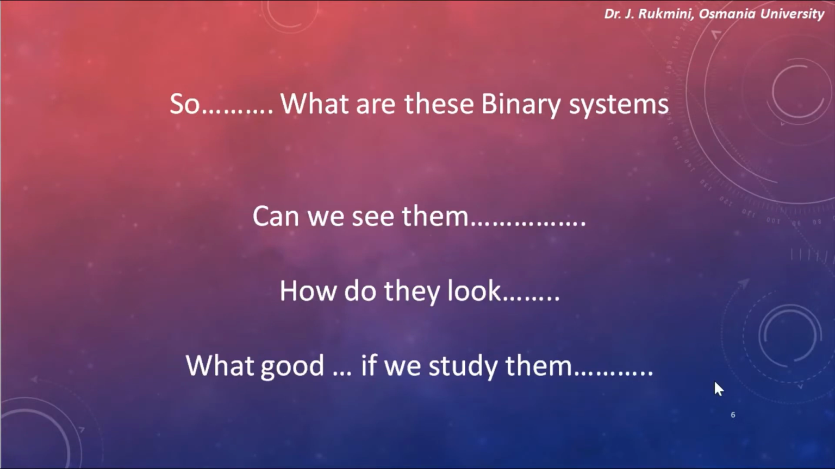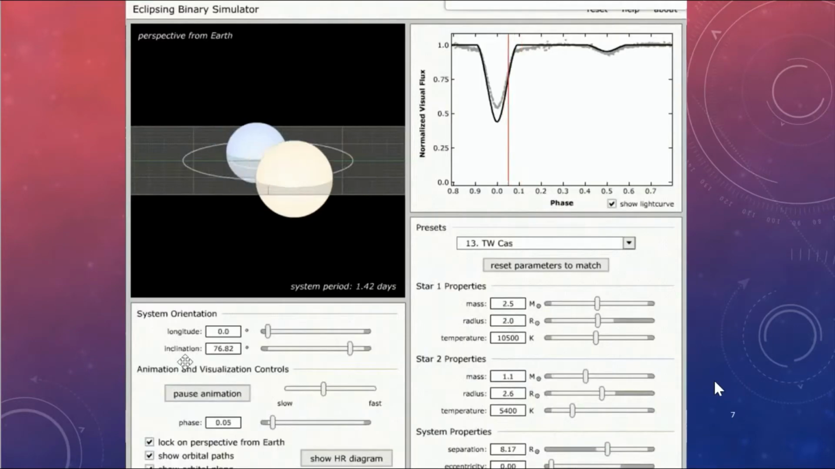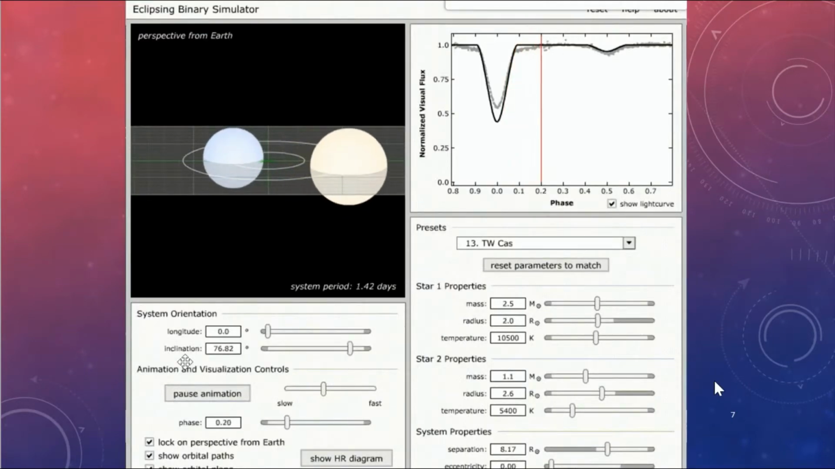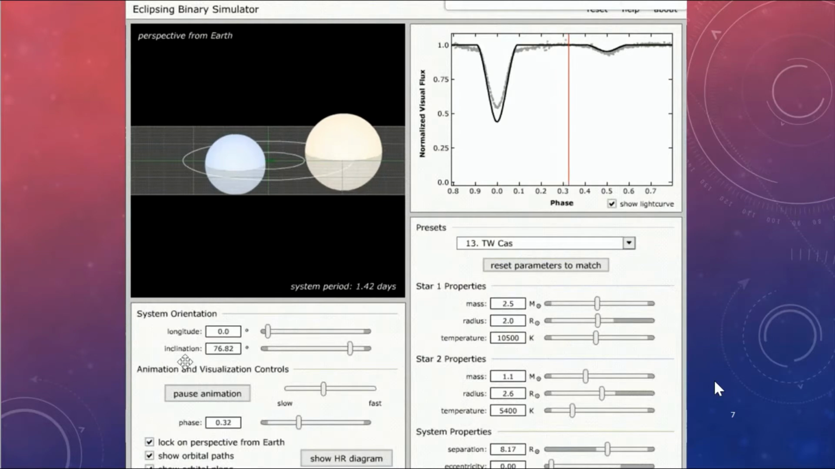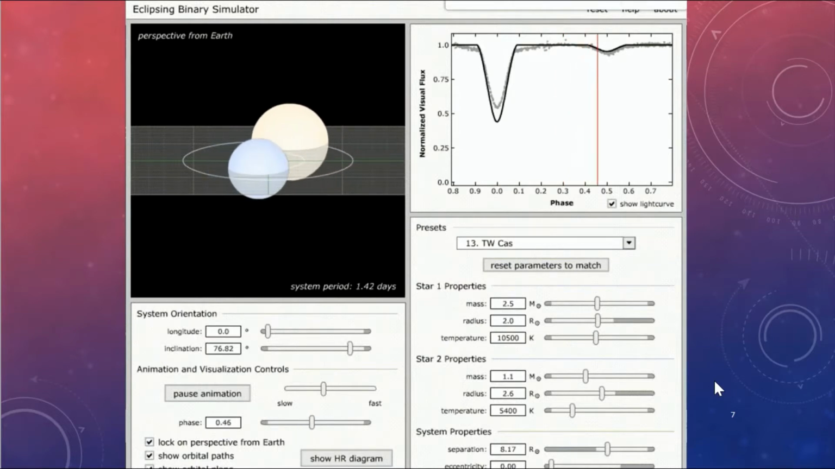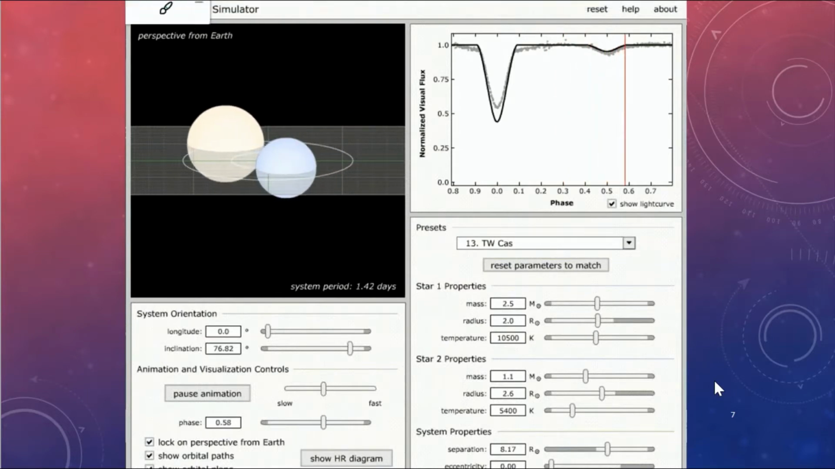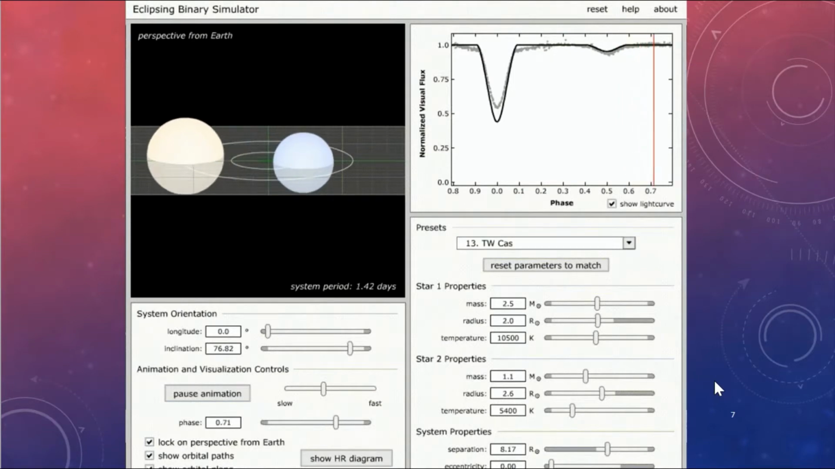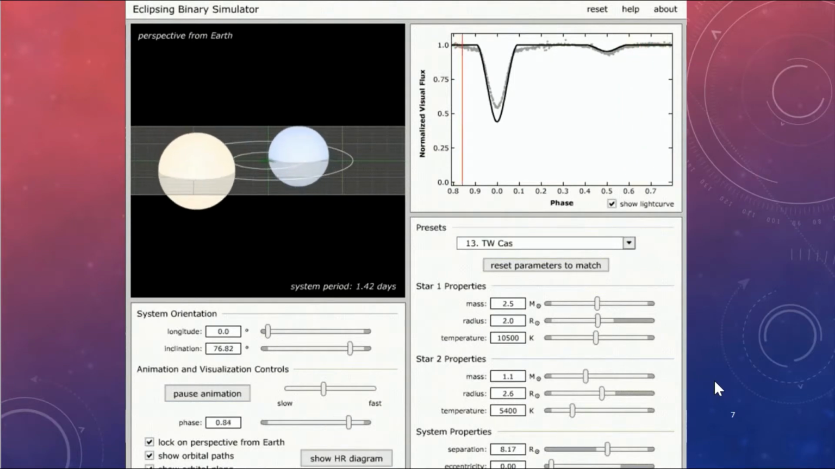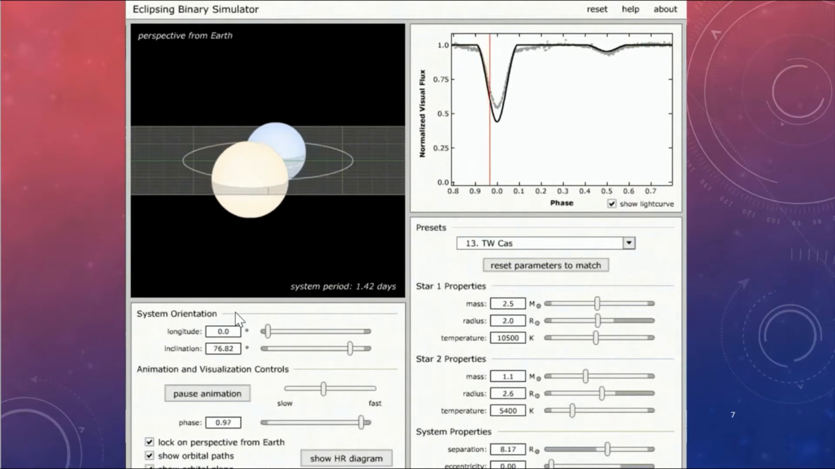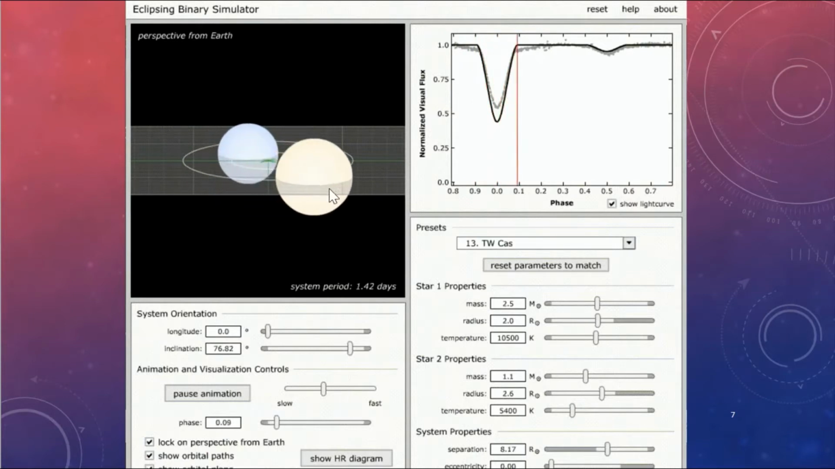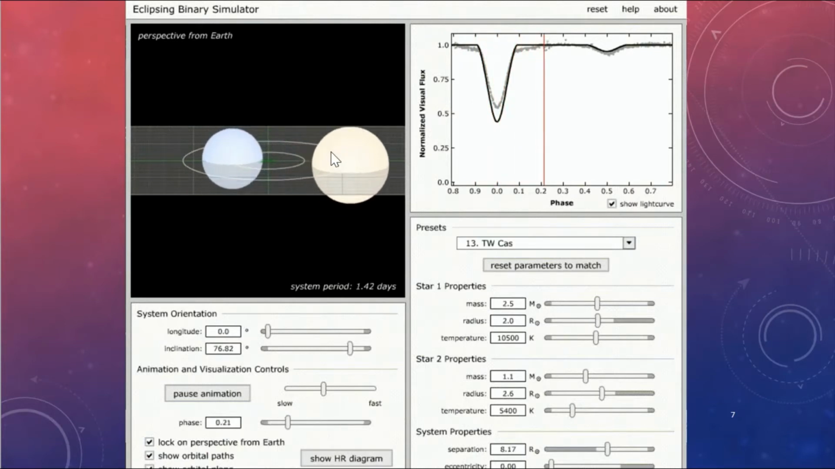So what are these binary systems? Can we see them? How do they look? What good if we study them? A binary star system is a pair of stars bound by mutual gravity and orbiting around a common center of mass. The hotter, brighter component is called the primary, and the fainter, less massive component is called the secondary star.